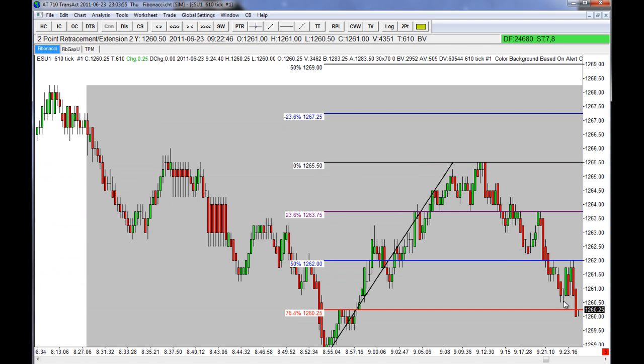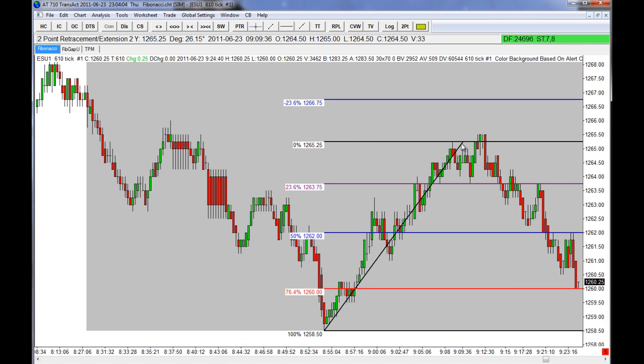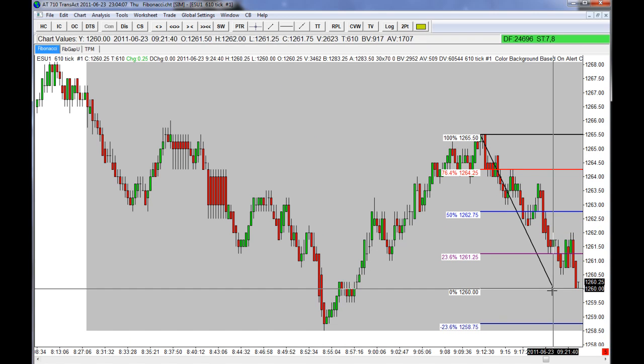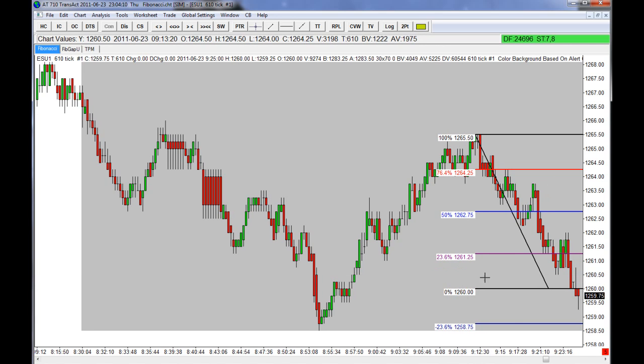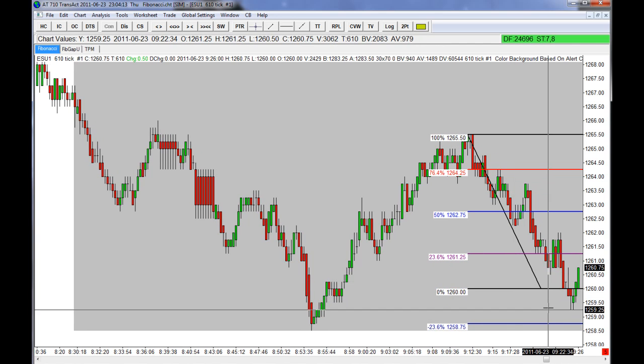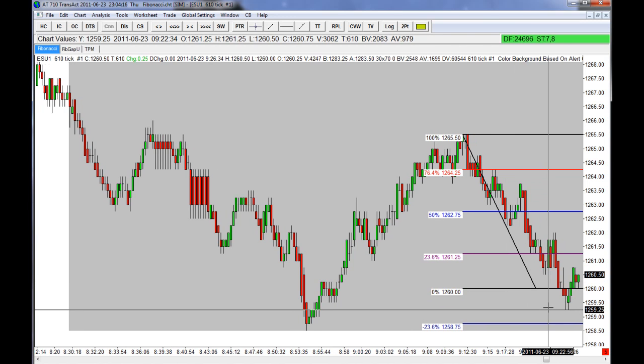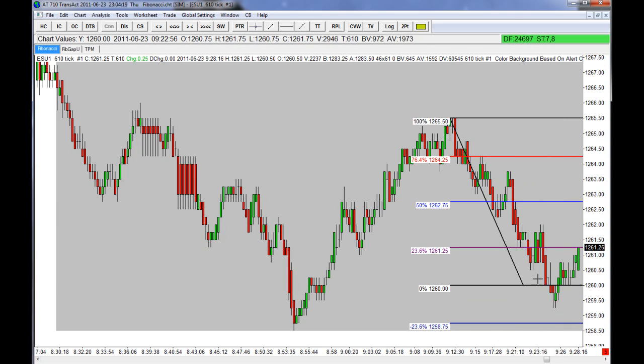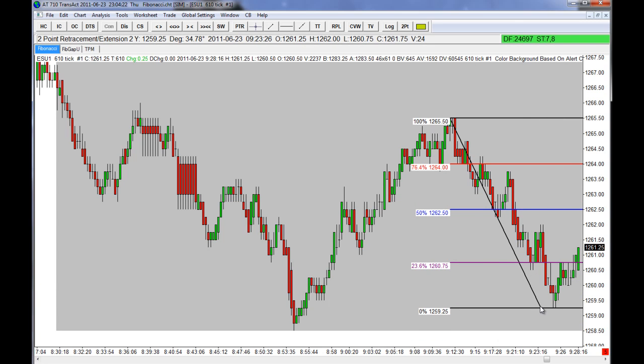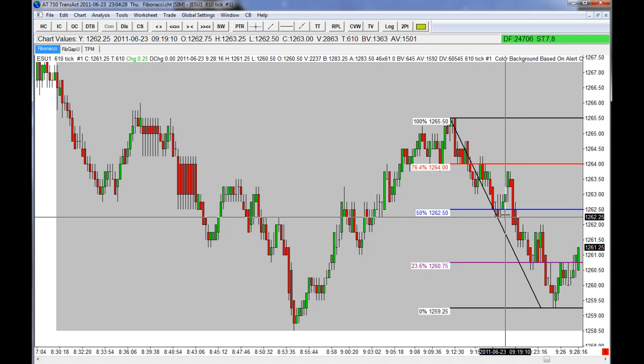Okay, so back to my fibs here. Price broke through the 76.4% line, so I drew a fib in the opposite direction. Okay, and price broke through the 0% line, then made it back up to the 23.6. I moved my 0% line here. I placed a sell limit order at 12.62 1/4. Was looking to grab 6 ticks, and I was risking 7.